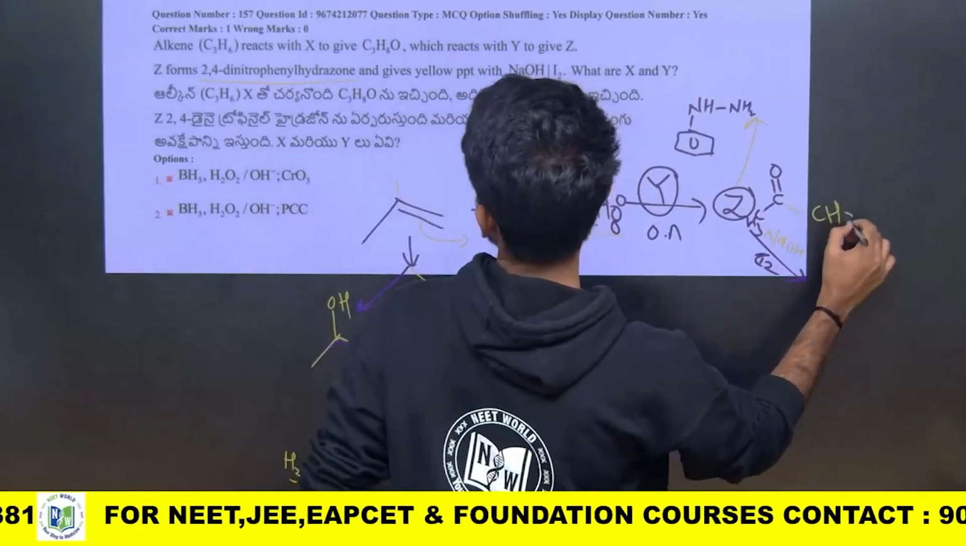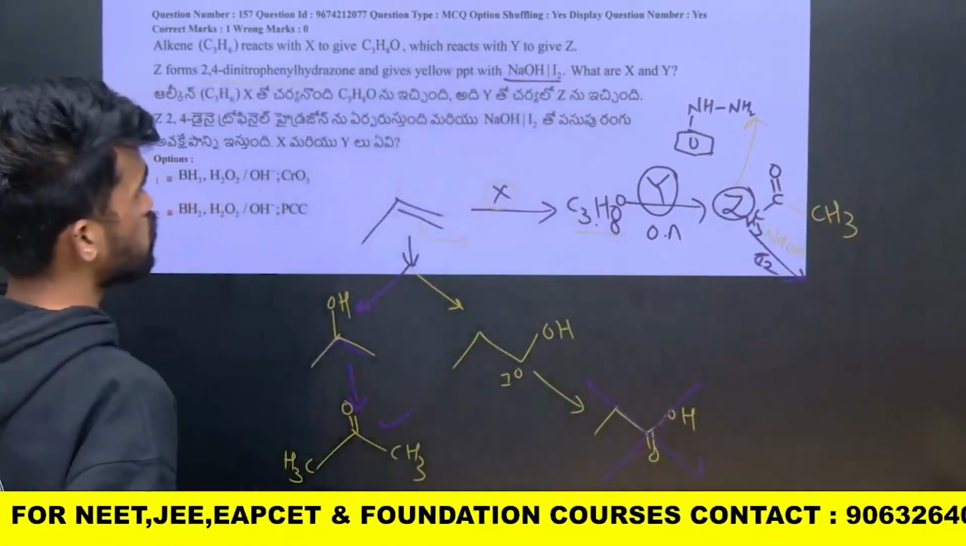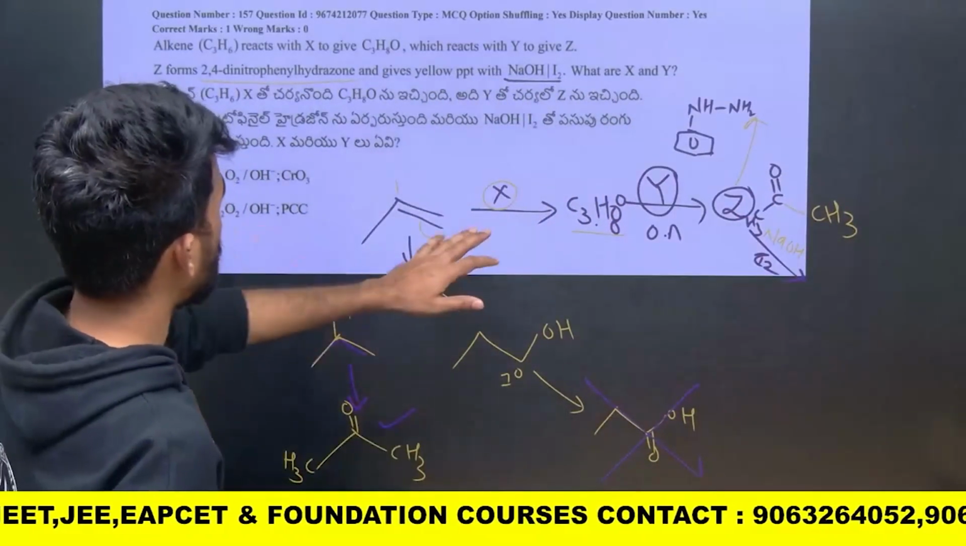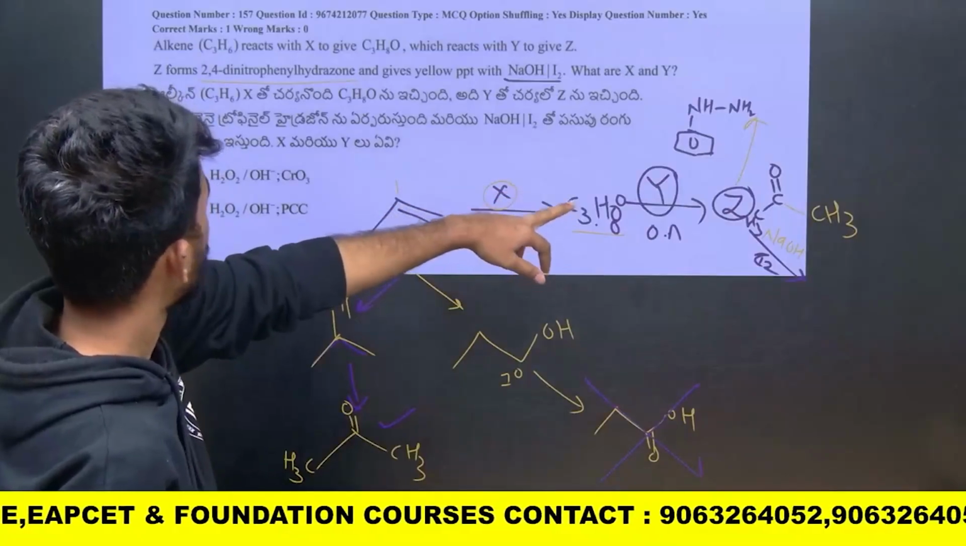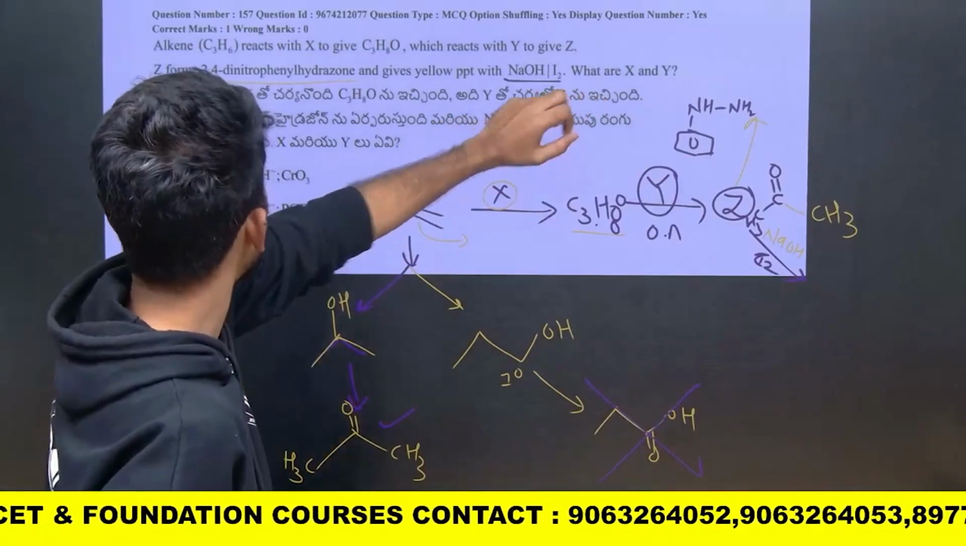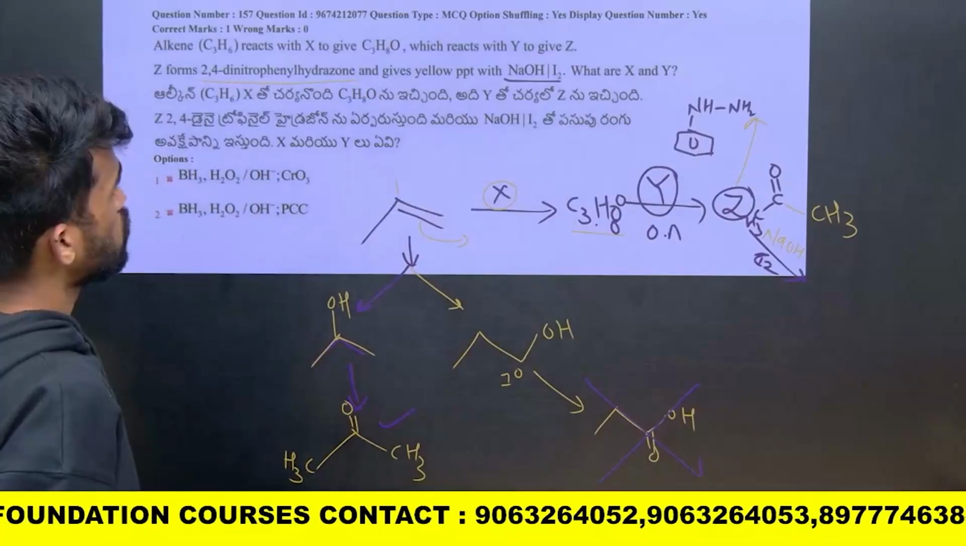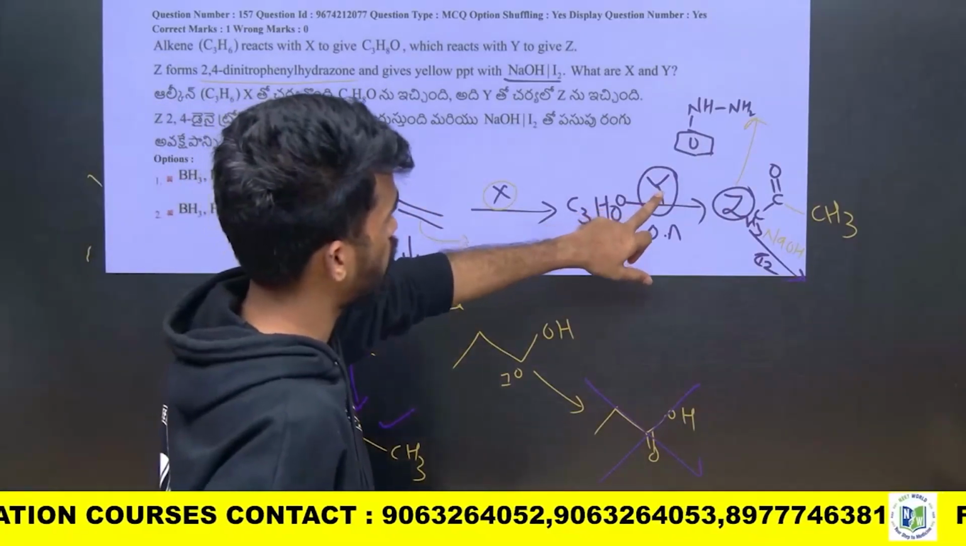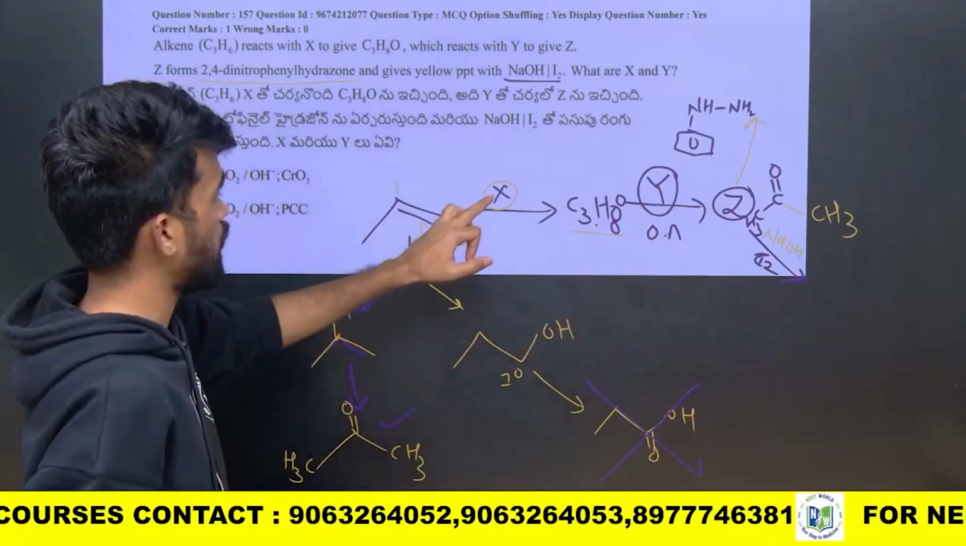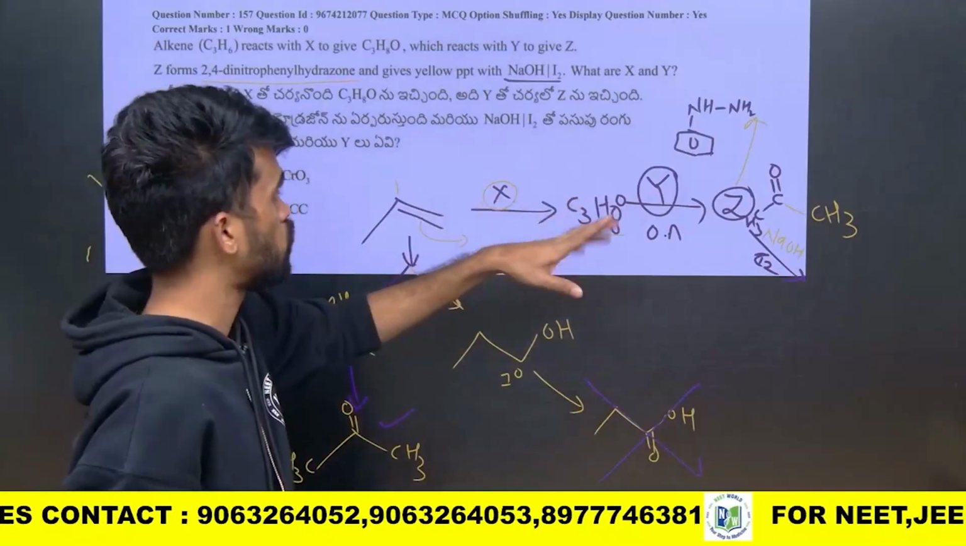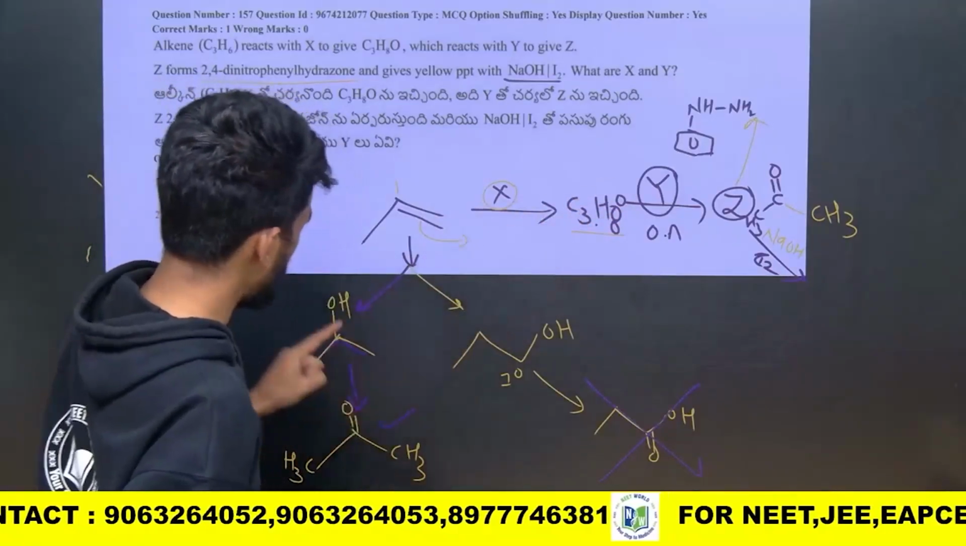So what is our Z here? Acetone. Okay. So now what do we need to check? What are X and Y now? Okay. So what we need to check is X and Y. Y is an oxidizing agent and X is something that should add water and produce alcohol, that should be like this.